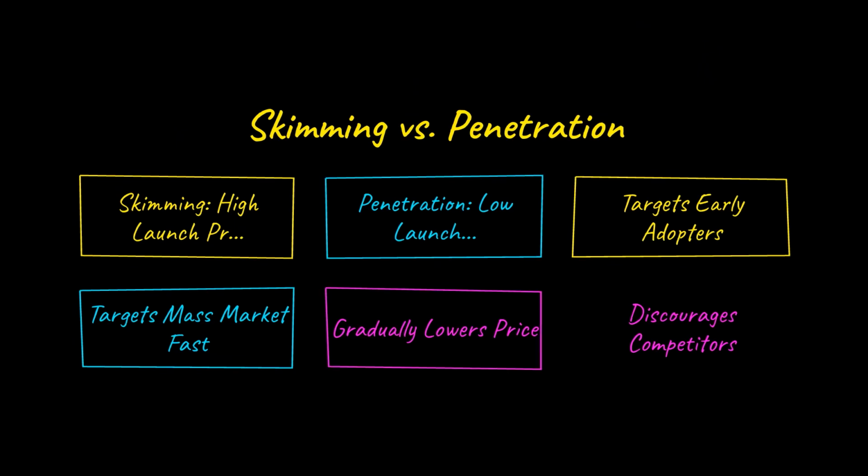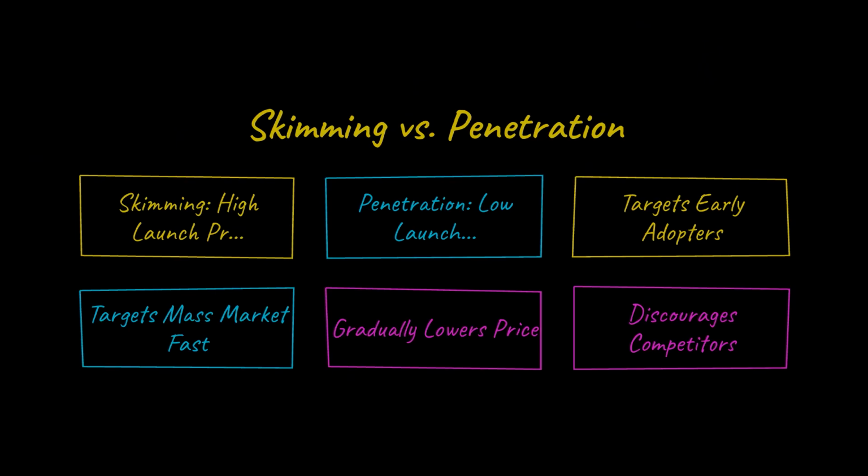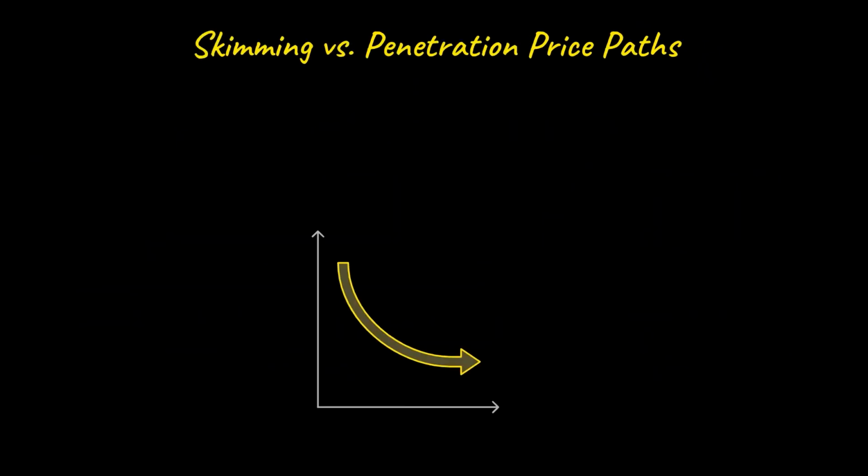Penetration does the reverse, launching low to grab market share quickly and crowd out rivals before they can respond. Visually, skimming traces a high to low price curve as the market widens, while penetration holds a low price to accumulate volume. The direction of that launch price is the key signal examiners test.